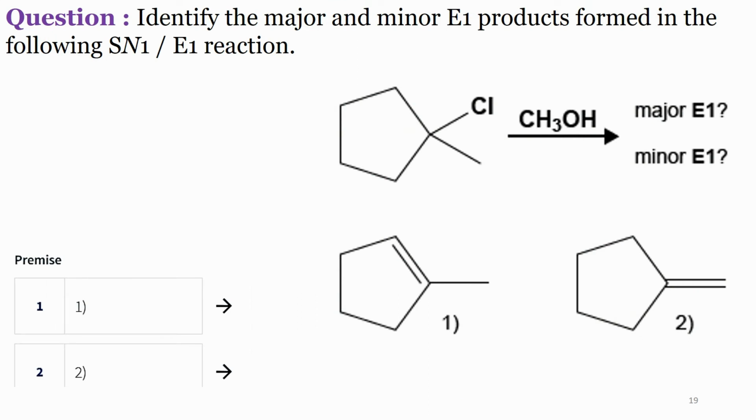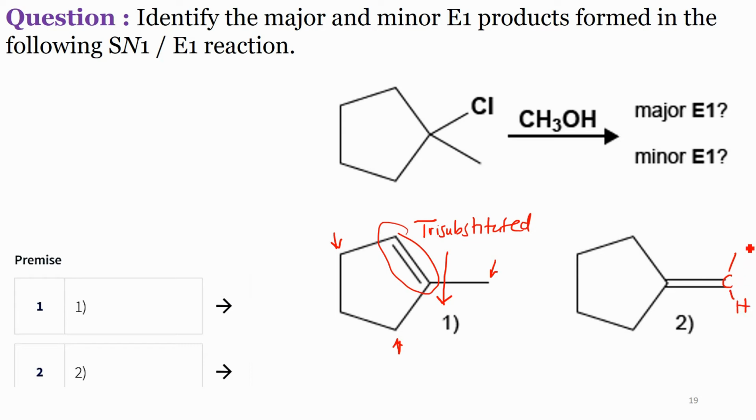Identify the major and minor E1 products formed in the following SN1 reaction. Someone tell me, what would one be? It's definitely E1 because you're making double bonds. Is one going to be the major or not? Major. Correct. And the reason is, you look at the double bond, it's connected to three carbons, which means this pi bond is trisubstituted. Based on Zaitsev rule, in a reaction where you're forming double bonds, the more substituted double bond would be the major. So this is trisubstituted.